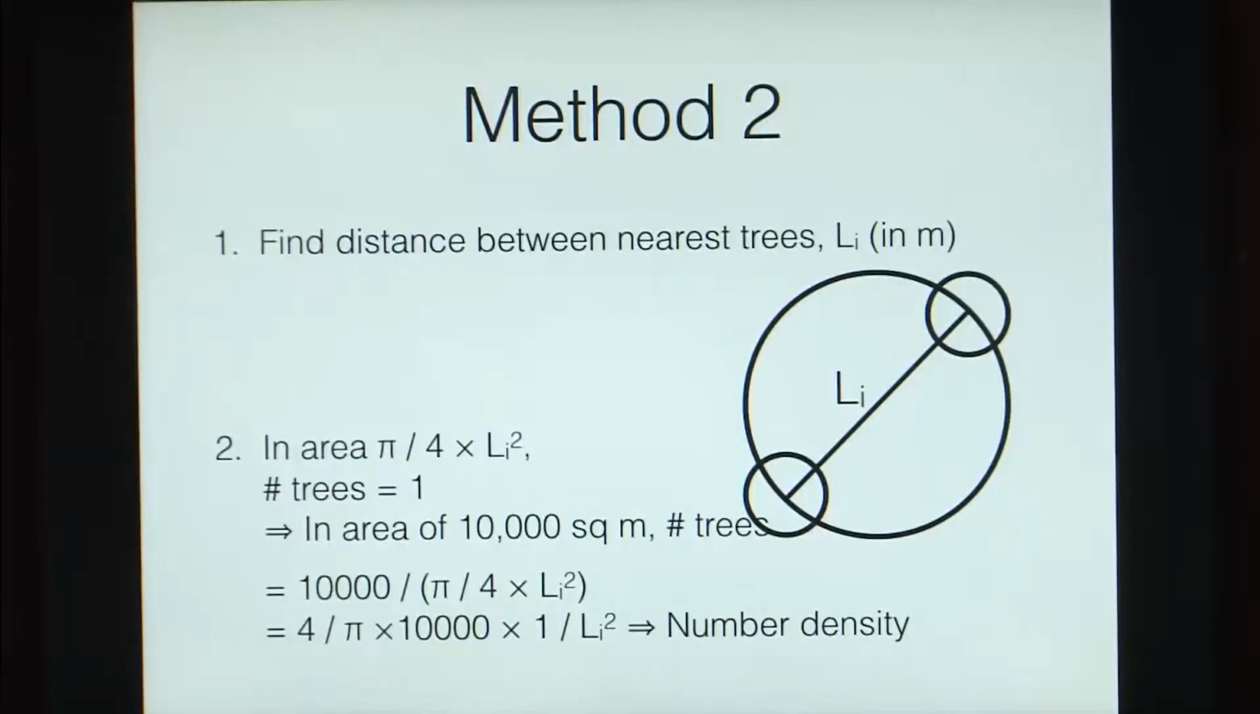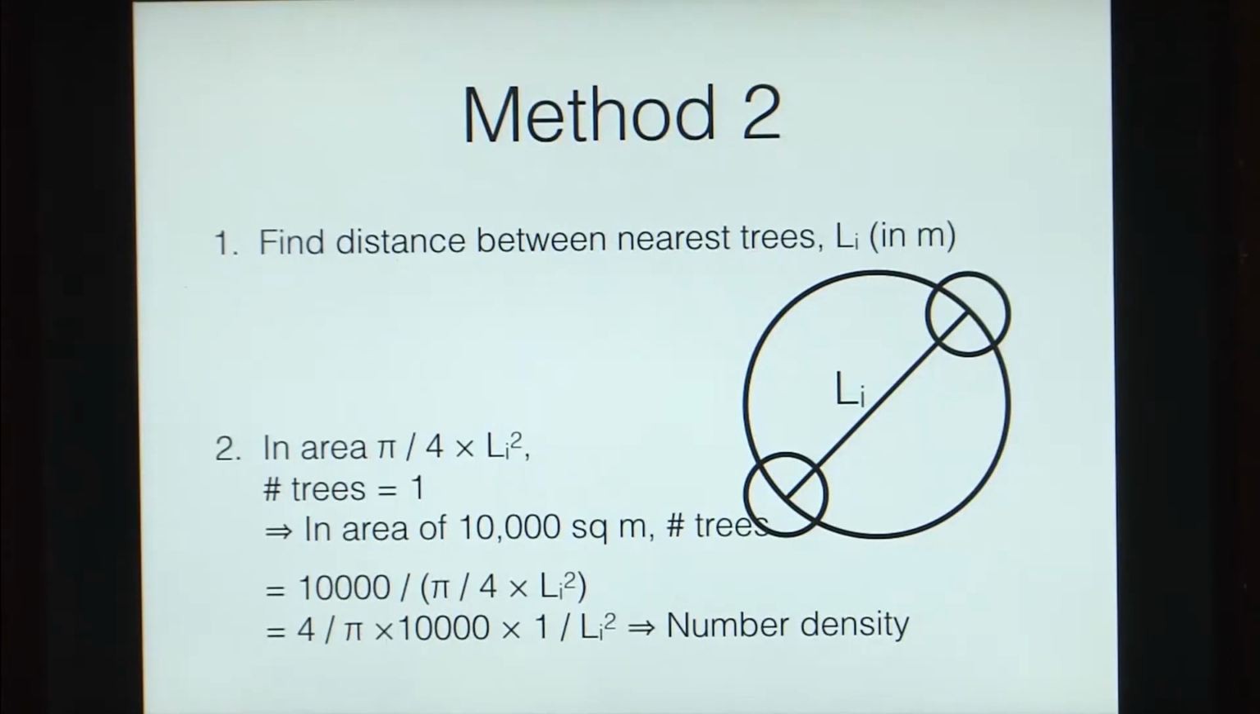Looking at the slides now, this is a very quick way of finding out the stem density, or the stand density. We first find the distance between two nearest trees. Let that be Li. That is the distance between two nearest trees, and this is the ith sample that we have taken.